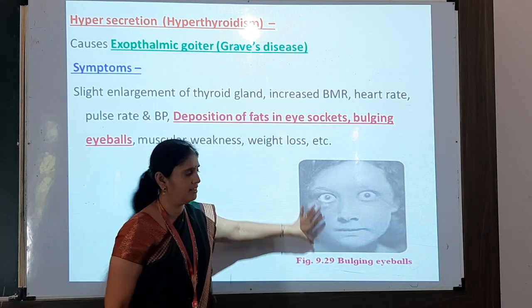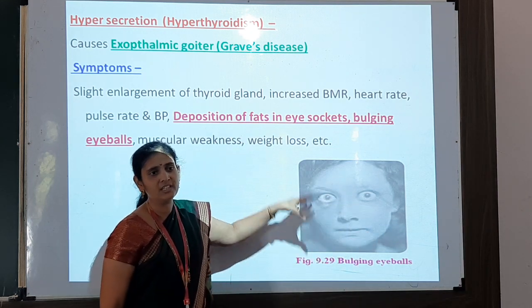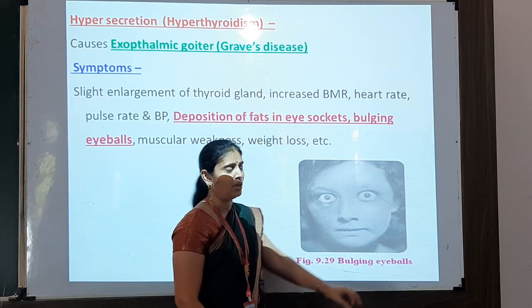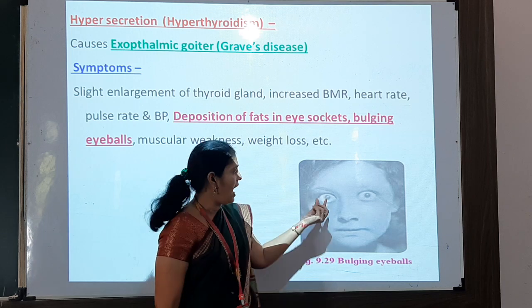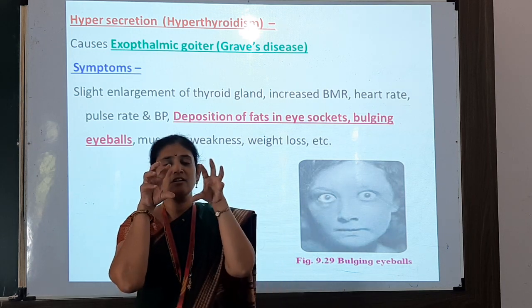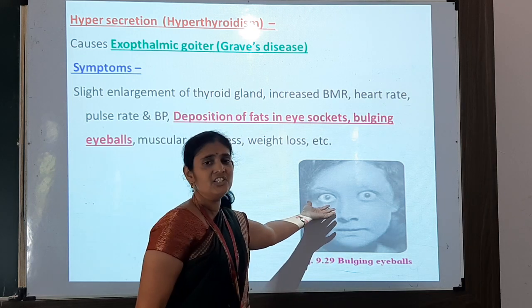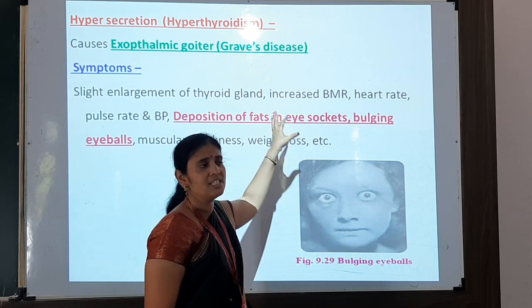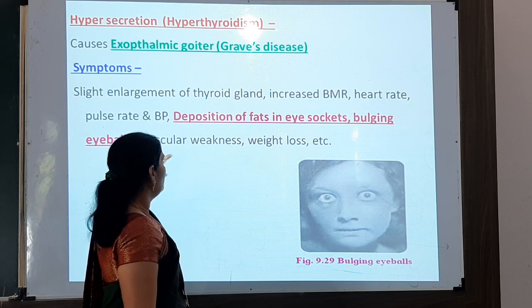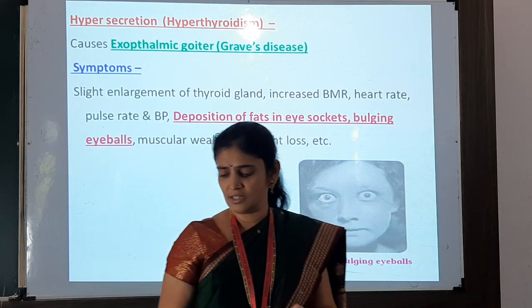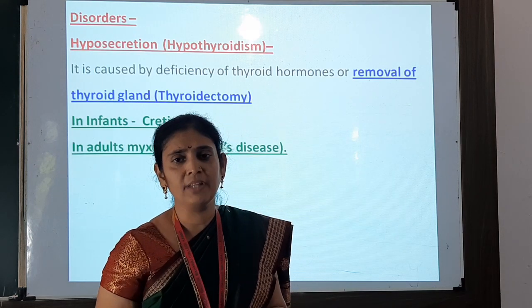You can look here. This is the picture which is showing this exophthalmic goiter or Graves' disease, bulging of eyeballs. Look at here. The eyes are coming outside the eye socket. So these are called bulged eyes, and this is the symptom of this hypersecretion. And muscular weakness, weight loss, etc. So these are different symptoms of the hypersecretion of thyroxine.